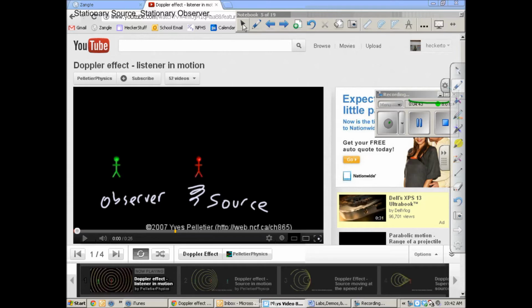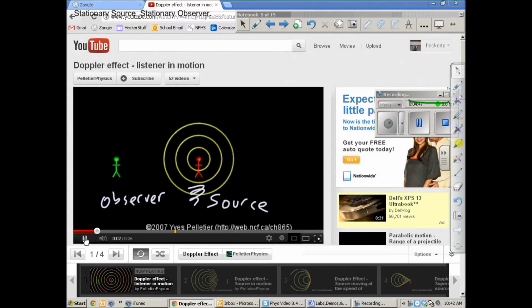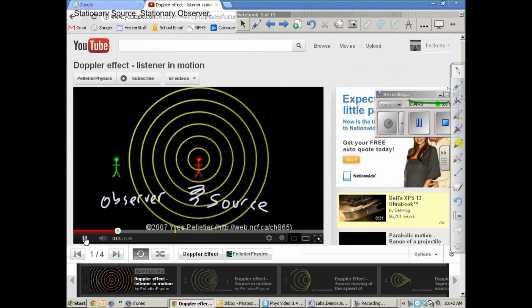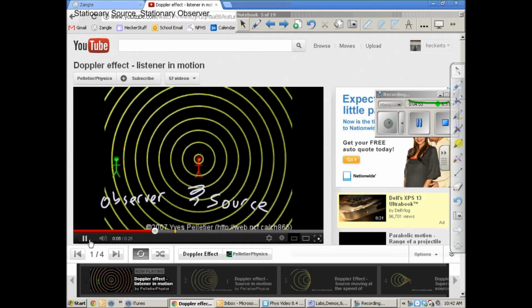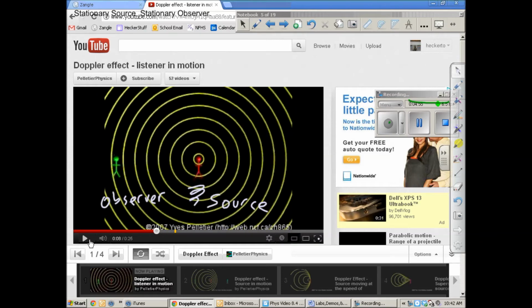Here we go. Boom, boom. So he's creating waves. Boom, boom, boom, boom, boom, boom. And the observer gets it. Boom, boom, boom, boom, at that same frequency. All right, so if both the source and the observer are stationary, then the frequency that the observer experiences is the same as the frequency of the source. There's nothing weird about that.